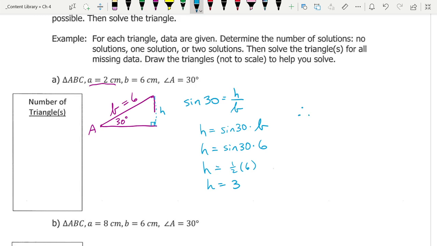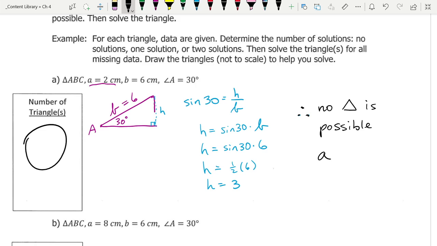Therefore, I'm going to go back to black here. Therefore, no triangle is possible. And the reason for that is because the given side A, which is opposite the given angle, is less than a height would be. And height would mean that that's the shortest possible side you could have and still make a triangle, because it just makes it to the bottom. A is not long enough to just make it to the bottom. 2 is shorter than 3.